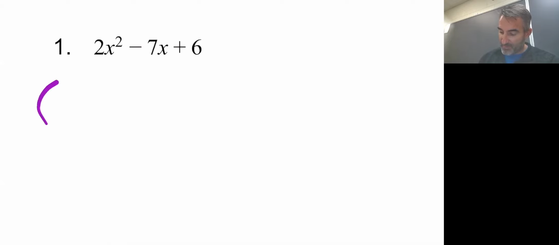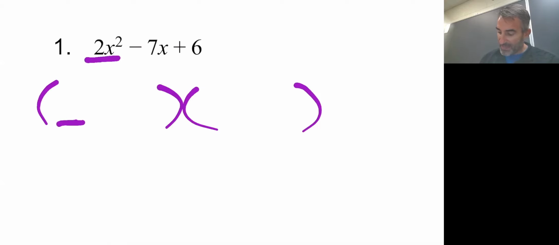So I'm going to put my parentheses out. I'm going to do the same thing. So in that purple blank, whatever I put in those purple spots has to multiply to 2x squared. Has to. So the only thing that works is 2x times x. Okay. Now the same thing goes with the second term.